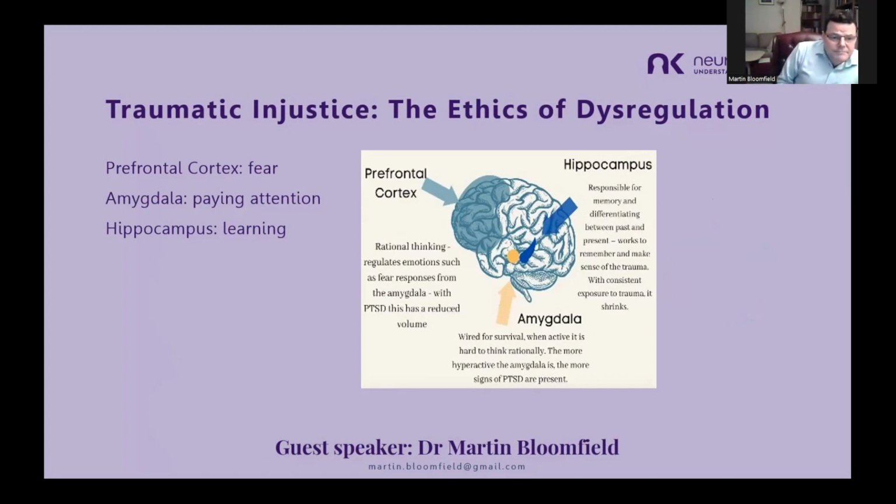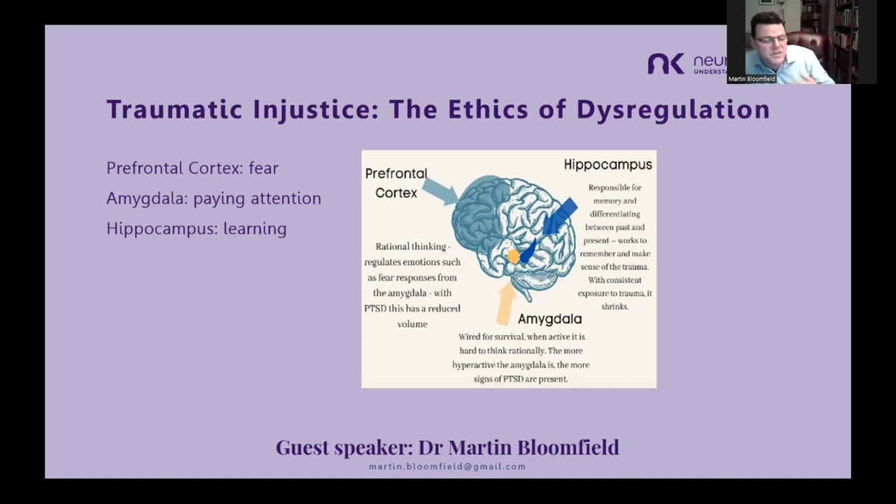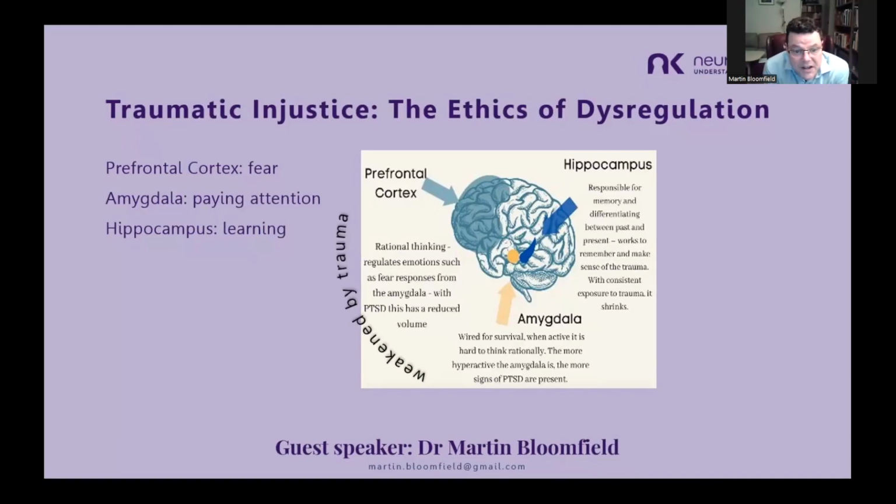The problem is, with trauma, we know that there are certain outcomes that affect the brain. In other words, parts of the brain more or less shut down under trauma responses. Highlighting three areas of the brain: the prefrontal cortex, the amygdala, and the hippocampus, or the parahippocampus as well, but in this case, just the hippocampus. The prefrontal cortex controls fear. The amygdala has a large role to play in paying attention, and the hippocampus has a great role in learning. Now, what we know is that when there is a trauma reaction, there is a weakened connection between the prefrontal cortex and the amygdala.